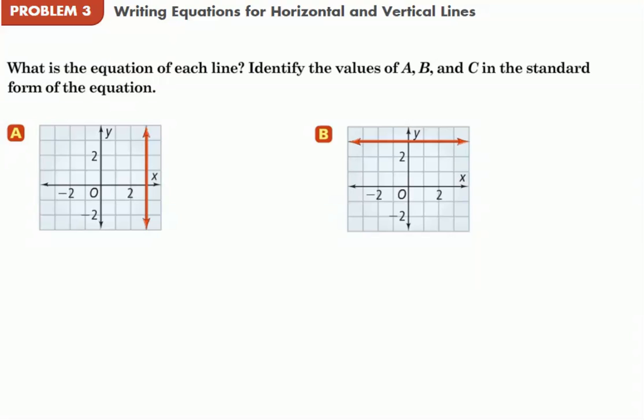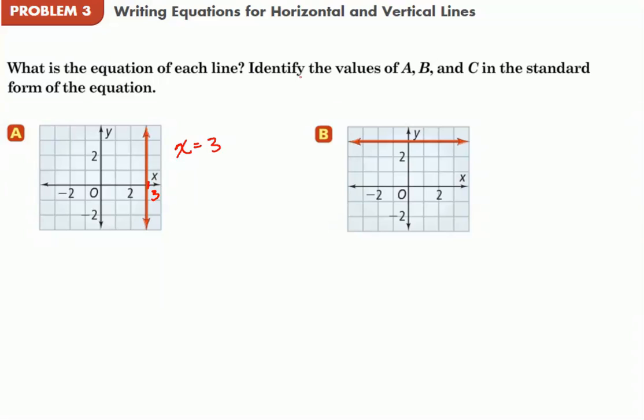All right, for problem number 3, we're going to have to come up with the equation in standard form for horizontal and vertical lines. So we're going to go ahead and show each one. So the first one for A, notice that you have a vertical line and it's passing through what seems to be here the value of 3. So we're going to go ahead and say that x is going to pass through the value of 3. That would be the equation.